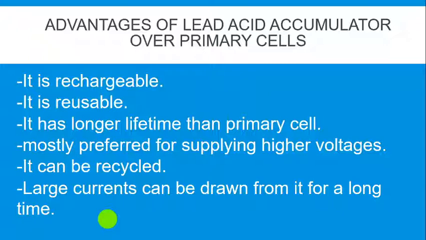And the only disadvantage you can have for lead acid accumulator is that they are very costly compared to that of the primary cells. Also, the kind of material we use for this one, such as lead, is poisonous. So it is very dangerous when you are handling them too much. These are the main things that we have regarding comparison of primary cell with secondary cell. So thank you very much for listening.